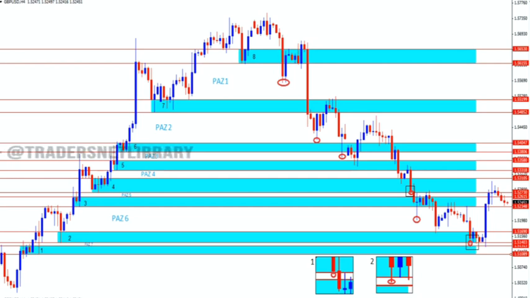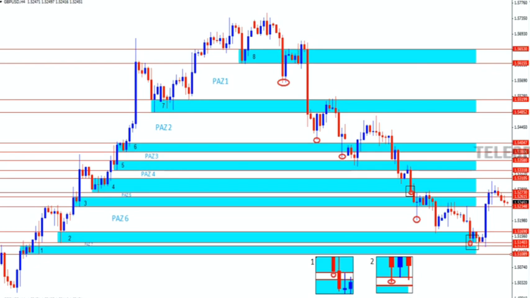A PAZ is exactly what it says. It's a zone on your charts that shows a distinct type of price action. These distinct zones include flags, stacked supply or demand, and compression.